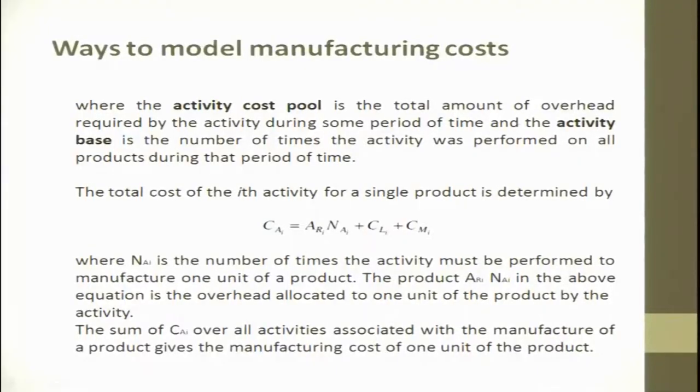So the total cost of the ith activity of a single product is determined by CAi = ARi × NAi + CLi and CMj. So this is the ith product. NAi is the number of times the activity must be performed to manufacture 1 unit of a product. The product ARi and NAi in the above equation is the overhead allocated to 1 unit of the product by the activity for 1 unit. CAi is the overall activity cost associated with the manufacturing.